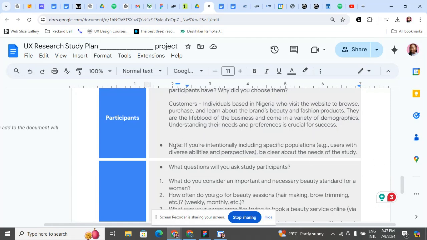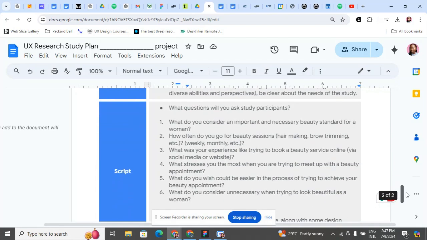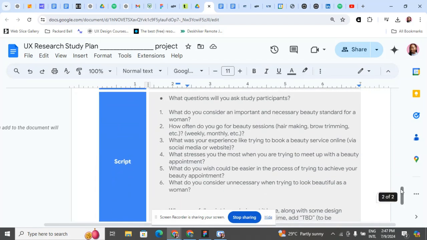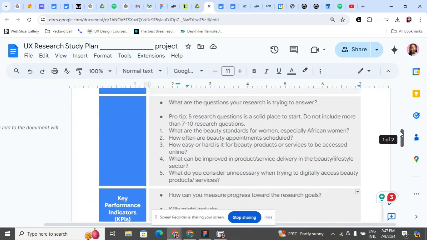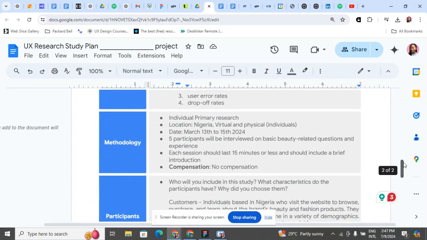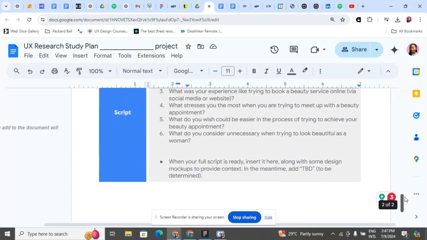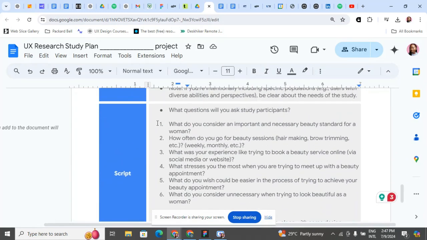So we now went to the participant questions. This is the script that we're asking the participants, and people usually mix up the participant questions with the research questions. That's why I scrolled up to make you see that. But it's not the same.